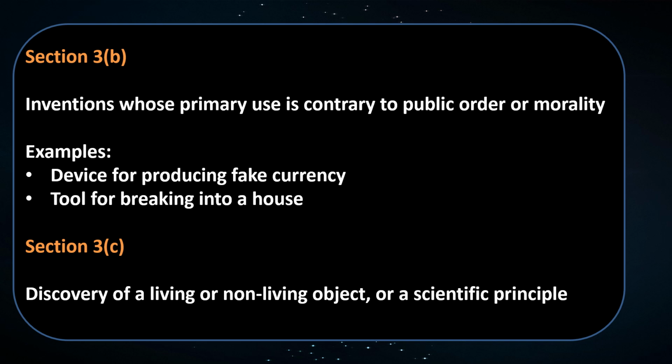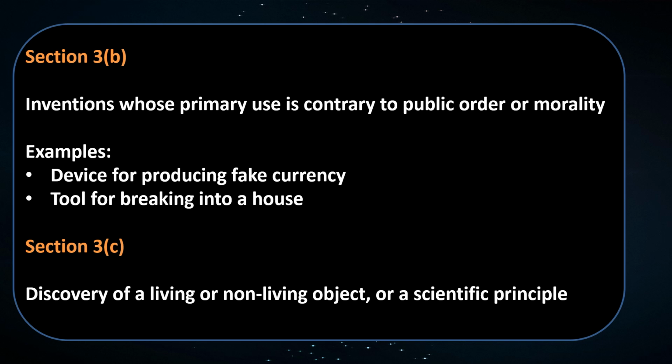The next is section 3b. Section 3b states that inventions whose primary use is contrary to public order or morality will not be allowed for patent. What it means is any invention which in some way is harmful to humans, animals, or living beings in general will not be allowed for patent.